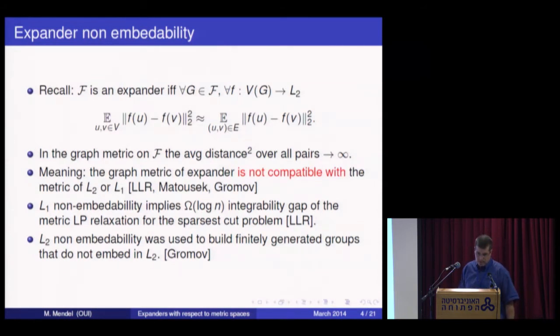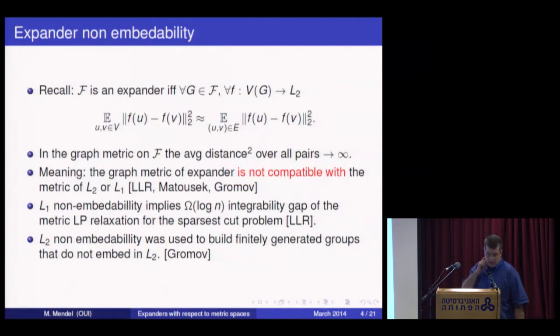And this was first observed by Linial, London, and Rabinovich for distortion, a notion of embedding that's called distortion in L1. And then Matoušek generalized it to any Lp, embedding into Lp when p is finite. And Gromov looked at different kinds of embeddings, and the same inequality shows that embedding is impossible also in so-called coarse embedding.